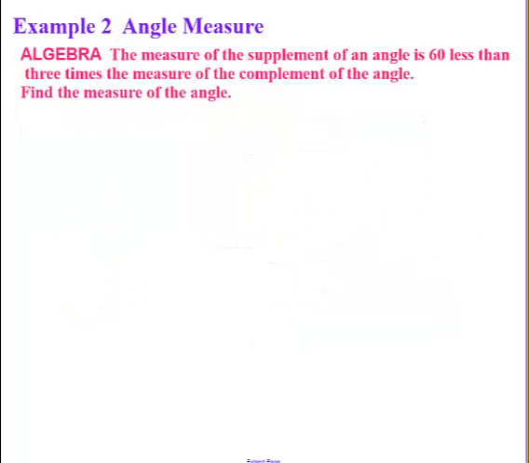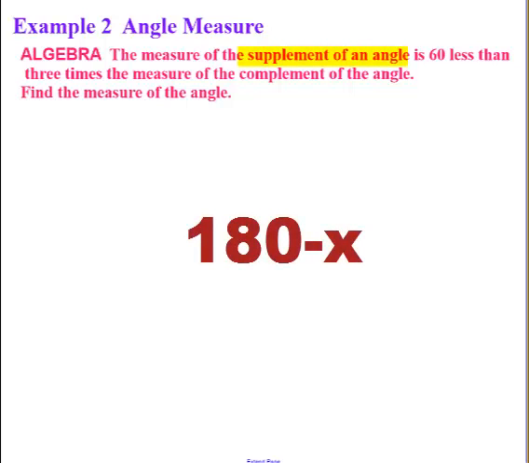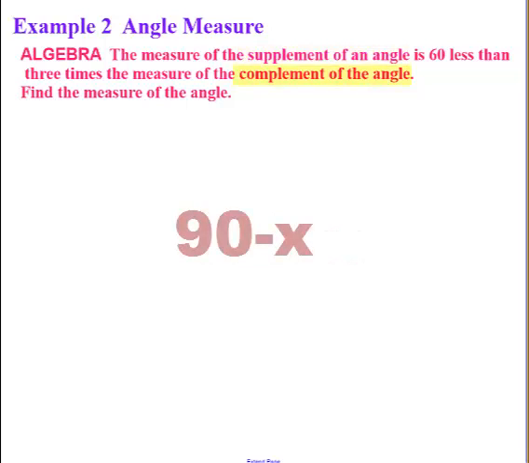Okay, let's look at example number 2, angle measure. The measure of the supplement of an angle is 60 less than 3 times the measure of the complement of the angle. Find the measure of the angle. So first let's think about the question here. We want to let x represent the measure of the angle that we don't know. So then 180 minus x is the measure of the supplement. 90 minus x is the measure of its complement.